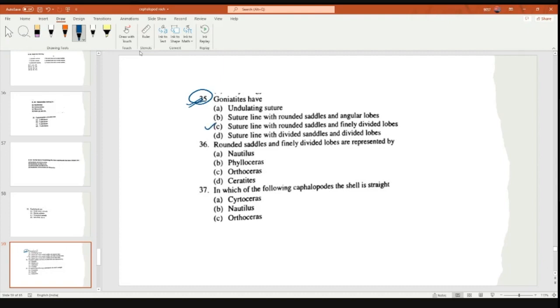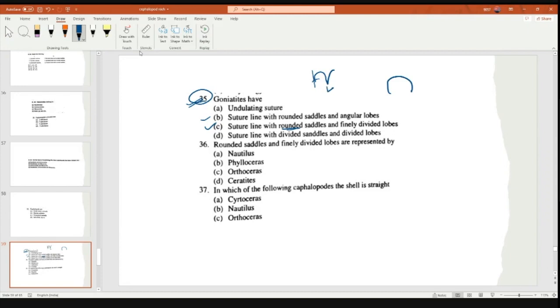If you get confused sometimes, just draw the line being described. So, suture line with rounded saddle. No ma'am, it will be B. Okay, you call it B. Just let me draw the image, then it will be easier. In goniatites, generally we have a rounded saddle and an angular lobe.